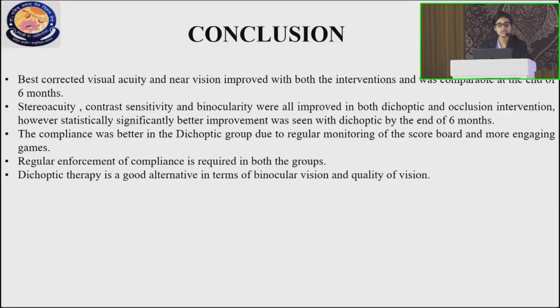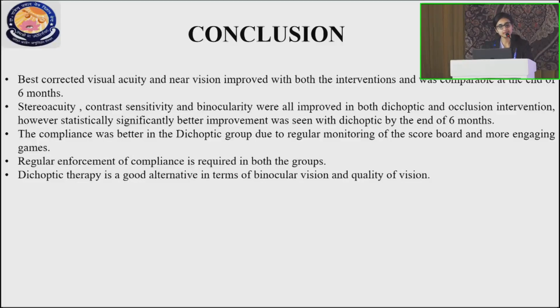To conclude, the best corrected visual acuity and near vision improved with both interventions and was comparable at the end of 6 months. Stereo acuity, contrast sensitivity and binocularity were all improved in both interventions. However, statistically significantly better improvement was seen with dichoptic therapy at the end of 6 months.